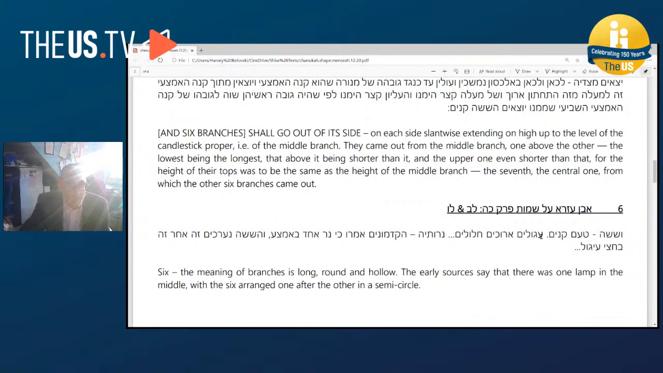Right? Agulim, aruchim, chalulim. He says that they were circular, round, long, and hollow. What does this say? It's nerotehah, the lamps.